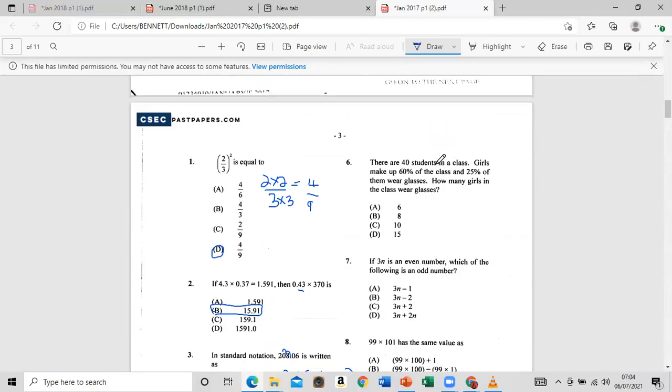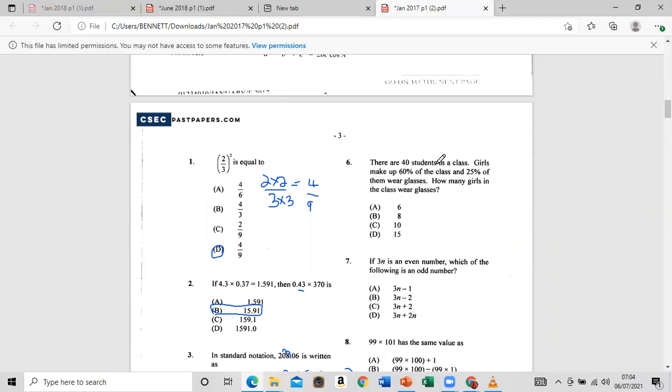Alright, there are 40 students in a class. The girls make up 60% of the class, and 25% of them wear glasses. How many students wear glasses? Again, if you work this many times, you still work it. So it's 60%. You need to find what is 60% of 40 to find out the number of girls.